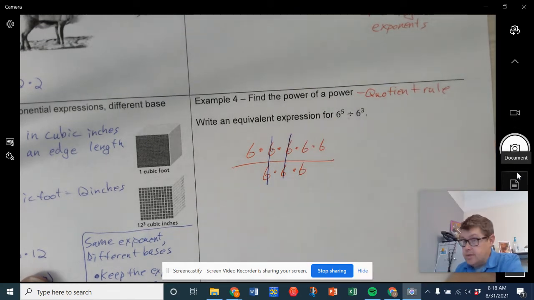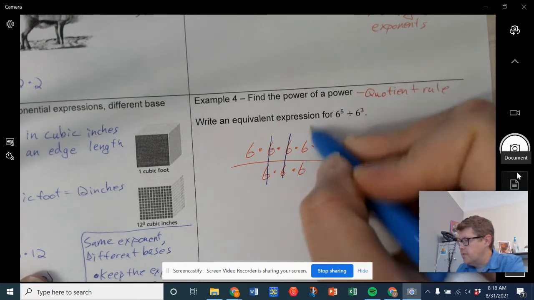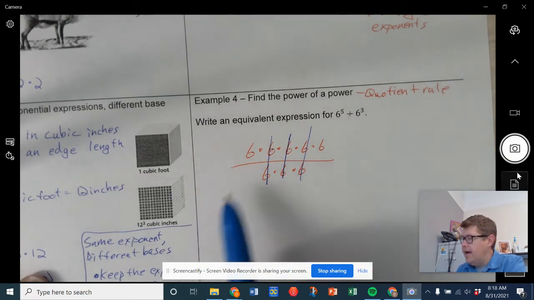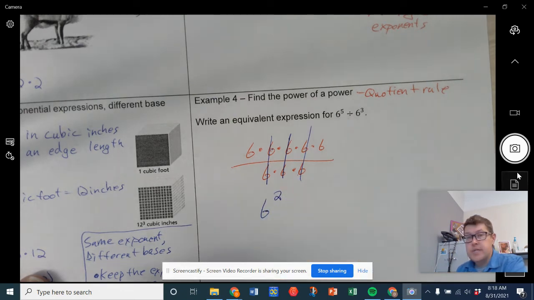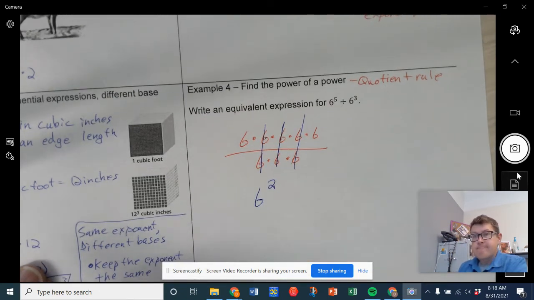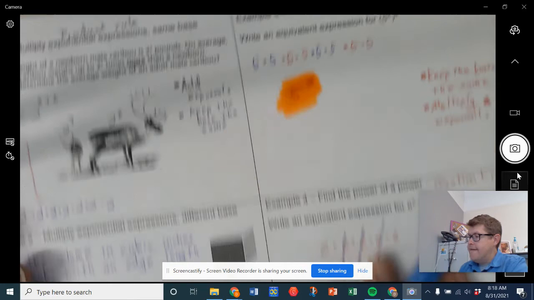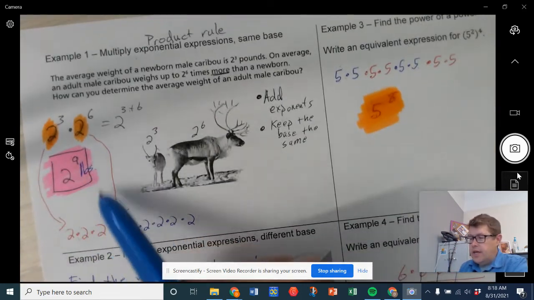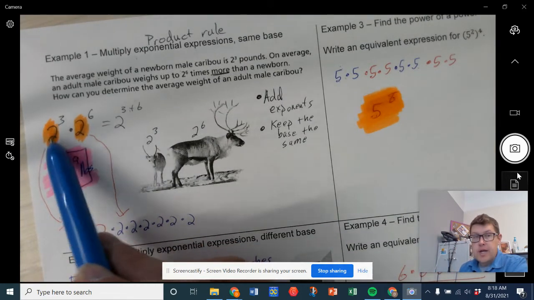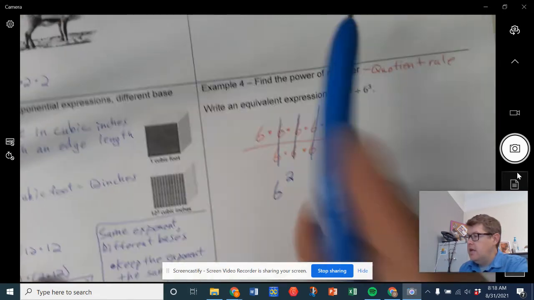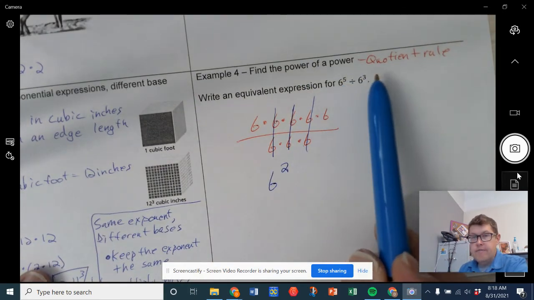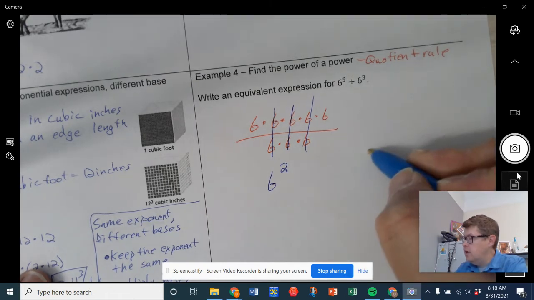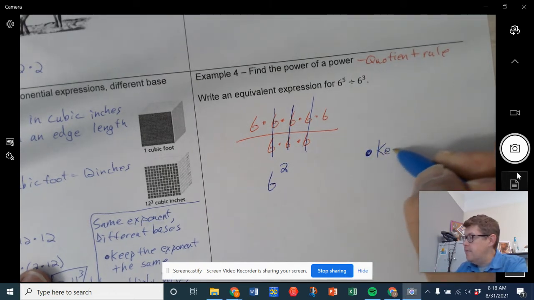Cancel out that one, because that's 1, right? 6 divided by 6 is 1. Cancel that one out. And now we have 2 6s left, which is 6 squared. Okay? So let's compare here, right? When we were multiplying, we added our exponents. If you are dividing, you can subtract your exponents, right? 5 minus 3 is 2. So you're going to keep the base the same.